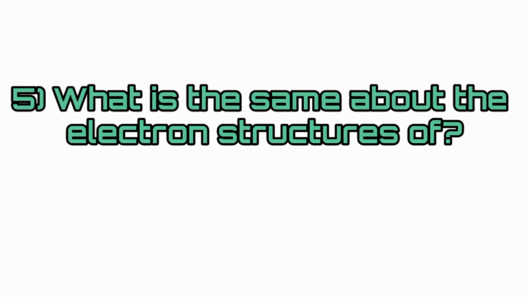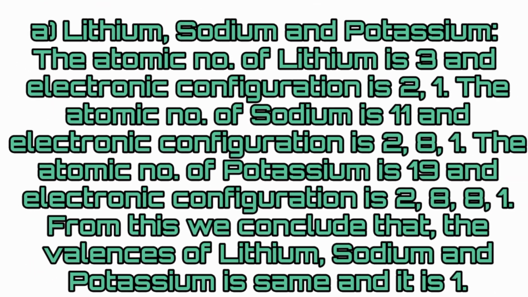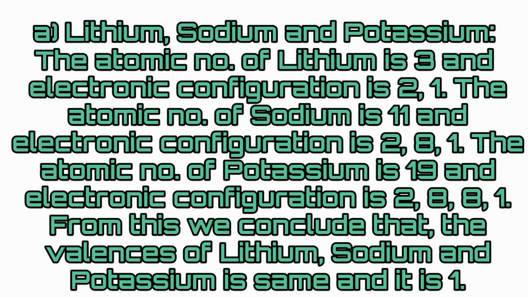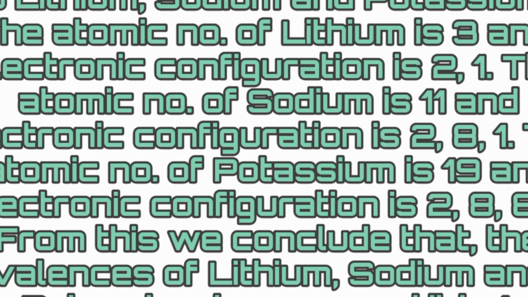Fifth question. What is the same about the electron structures of A. lithium, sodium and potassium? The atomic number of lithium is 3 and electronic configuration is 2, 1. The atomic number of sodium is 11 and electronic configuration is 2, 8, 1. The atomic number of potassium is 19 and electronic configuration is 2, 8, 8, 1. From this we conclude that the valency of lithium, sodium and potassium is the same and it is 1.